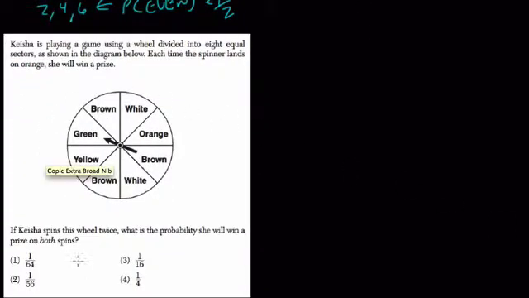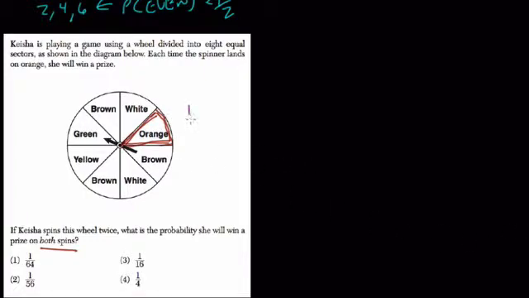Keisha's playing a game, and each time the spinner lands on orange, she wins. Okay, she spins this wheel. What's the probability she'll win a prize on both spins? In other words, what's the probability she'll get an orange and then another orange? Well, these are independent events. If I spin an orange here the first time, it's not like I can't spin it again. And you might think the location of the arrow really affects it. Like if I spun it and landed on orange, you might think, couldn't that possibly affect where it lands the second time? We're assuming these are independent. In other words, you're trying to randomly spin it, or spin it as hard as you can.